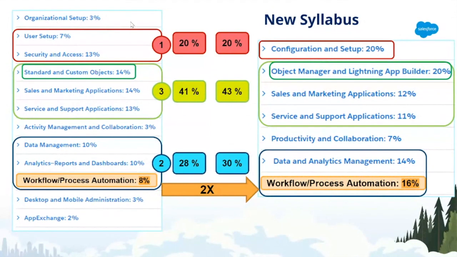This is 20% weightage of the exam, which was earlier, and still now it is 20%, but now this weightage has also included the organizational setup. So now all of these above 3 points come under this configuration and setup, which is 20% of the exam, and I would keep this again the first priority, most important part, because this has the part of user setup and security. Organization setup is very basic, like company information, currency.